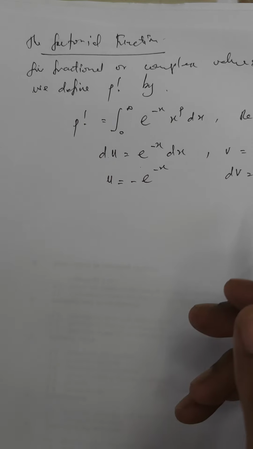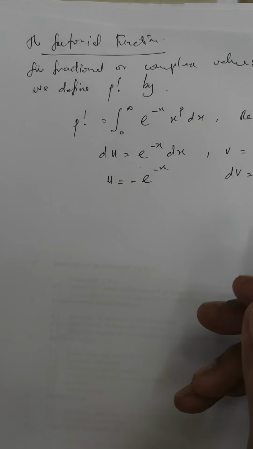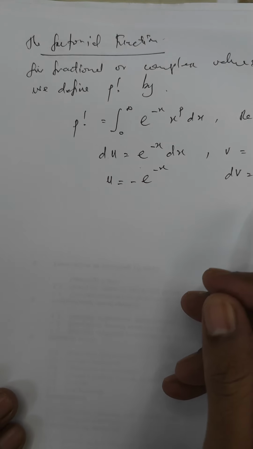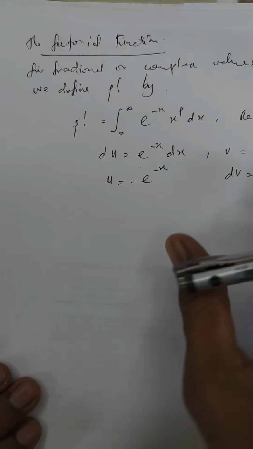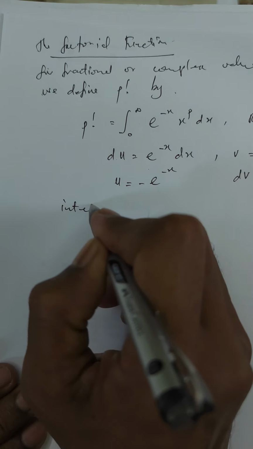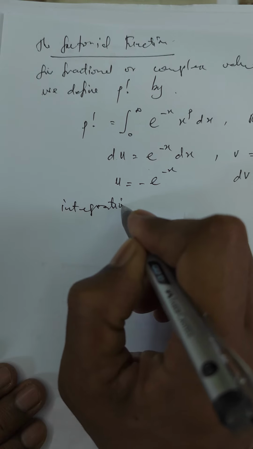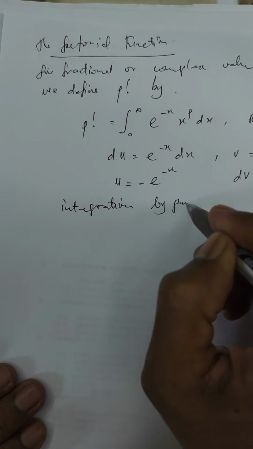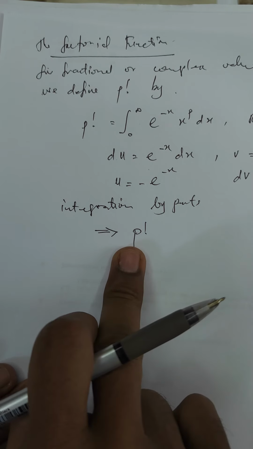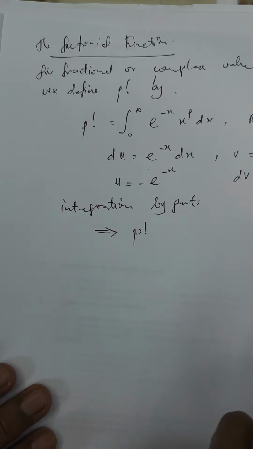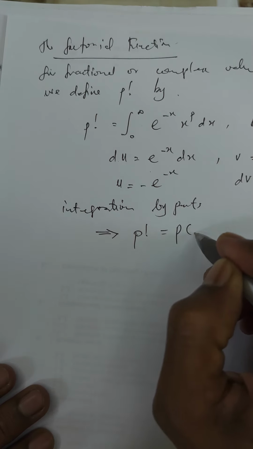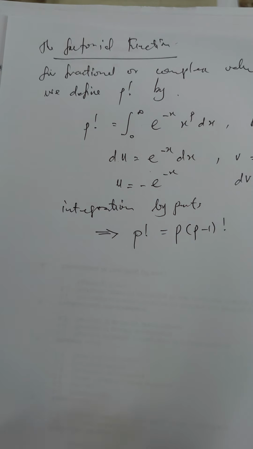Then we can do integration by parts. You can try a couple of stages, and then you can generalize the whole terms. Just doing integration by parts will give us p factorial. Remember that p is fractional or even complex. You can also write p factorial as p times p minus 1 factorial.